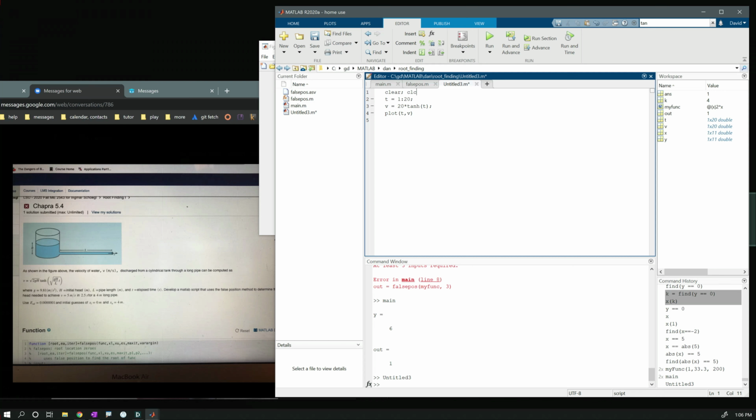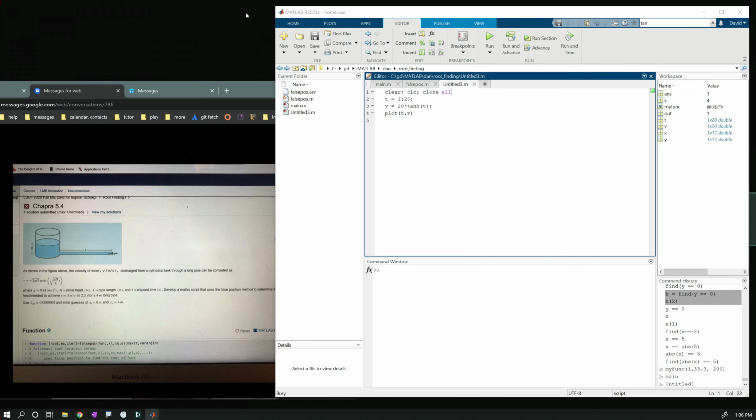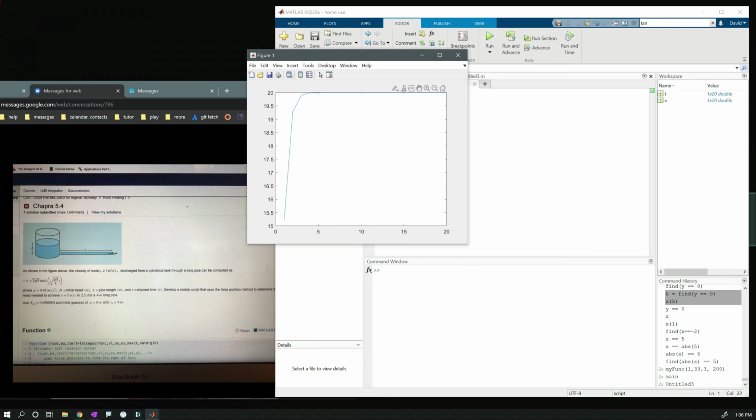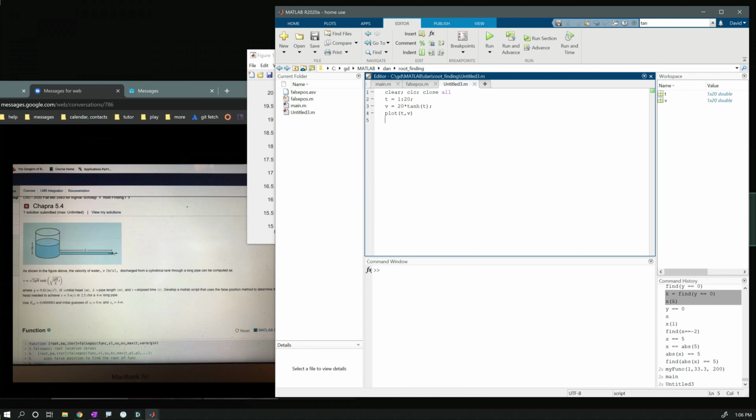Clear. CSC. Close. Okay, so that checks out, right? Now if that number up front is 20, it just goes up to 20. So now let's put in the actual thing, square root of 2 times 9.81 times initial head, which is what we don't know. Okay. All right, so we don't put it in for now.